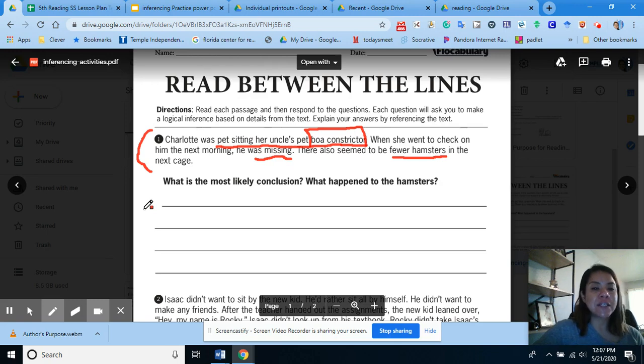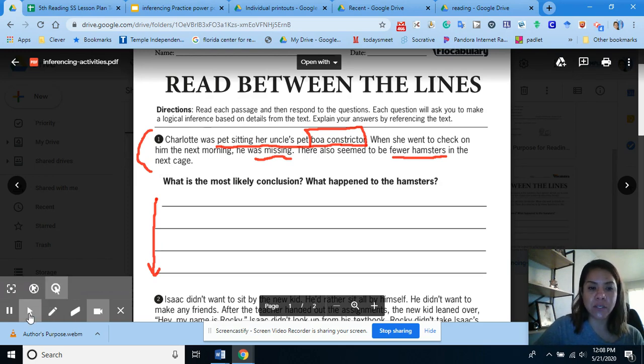So, what is the most likely conclusion? What do you think happened to the hamsters? So, you will write your answer in here. Okay? Make sure that you are using good handwriting so that I can read it when I grade your papers. Make sure that you're using capital letters and periods, because it's good to always practice good handwriting skills and grammar skills. Okay. So we used our own text evidence. We used our own schema, what we're thinking, and then that equals your inference.